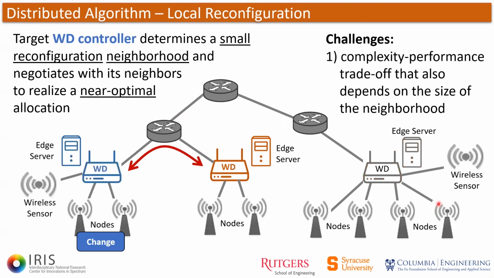To reduce the transient cost of reconfiguring the network and also reduce the convergence time, we also consider algorithms that overcome local disturbances by reconfiguring a small part of the network. The wireless domain controller associated with this disturbance determines a small reconfiguration neighborhood and negotiates with its neighbors to realize a near optimal allocation. The local optimization reduces complexity with the cost of performance.